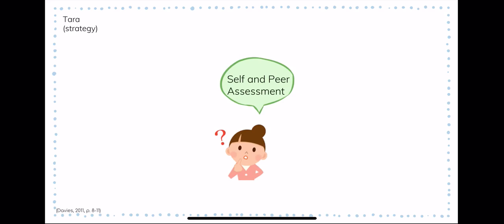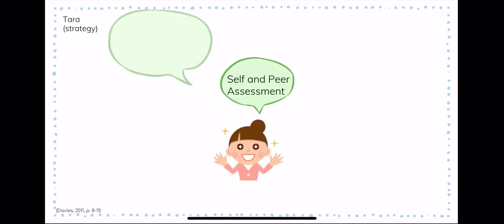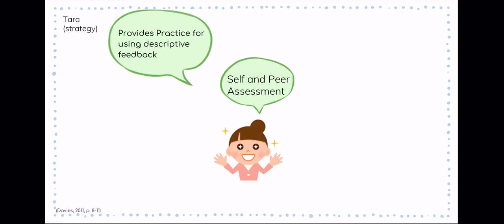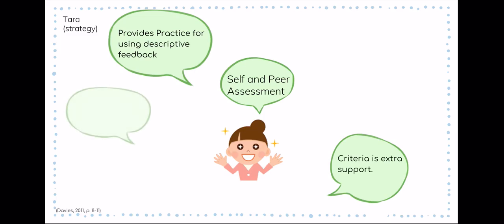Self and peer assessment. Davies 2011 mentions that self and peer assessment is a good strategy because students will be able to self-monitor and practice giving themselves descriptive feedback, which is needed to self-regulate and set goals. When being able to use criteria and use the feedback, it will give extra support which is needed for learning. The students will be able to use metacognition, which teaches them to reflect on their own learning.